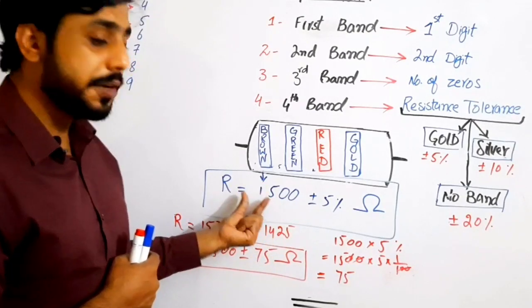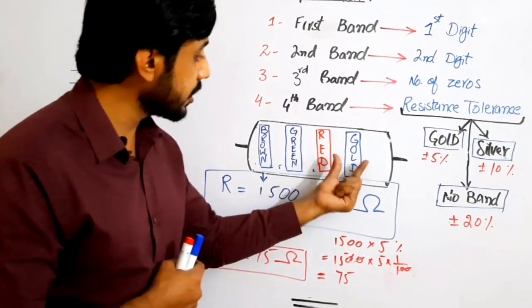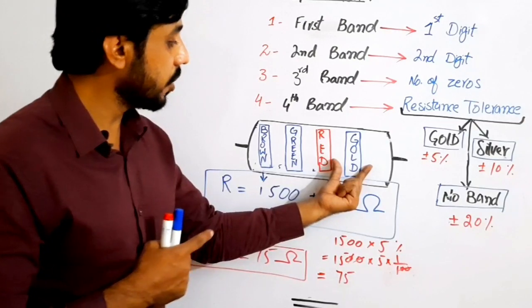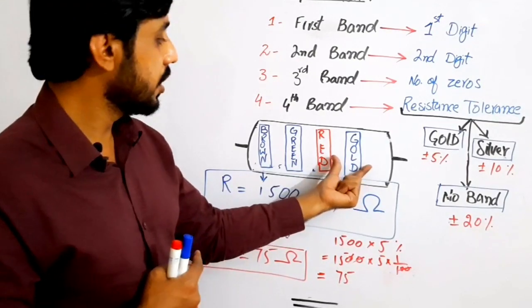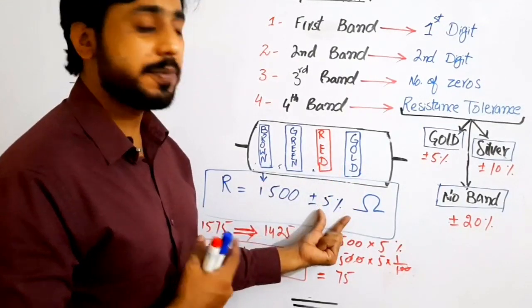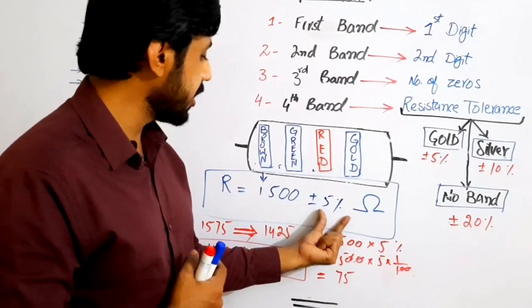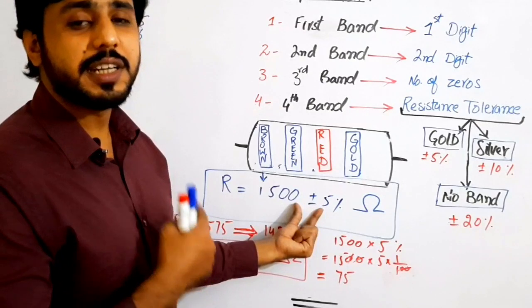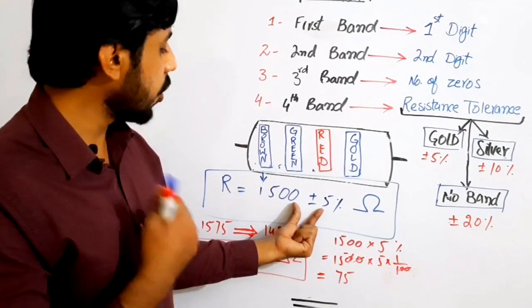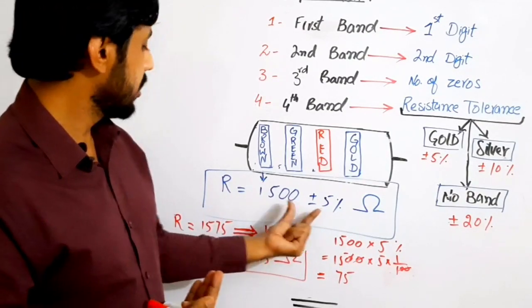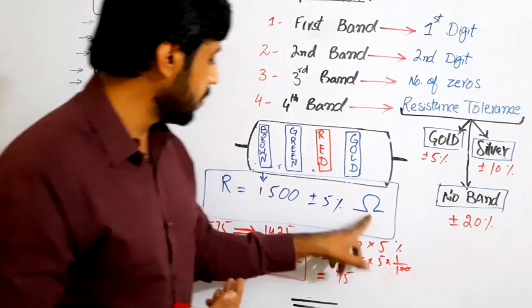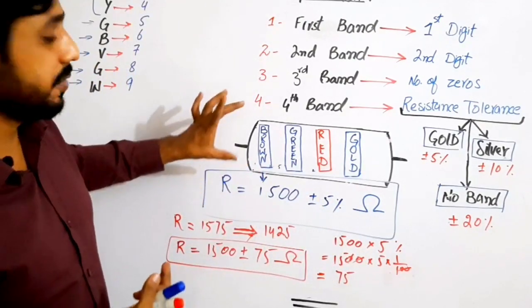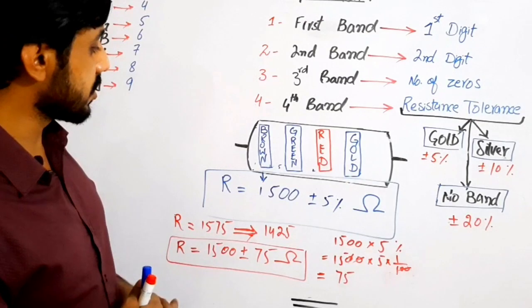It becomes 1500, and the fourth color is gold, which represents the possible variation in resistance. Gold has a value of 5%, so we put 5% here with plus-minus. Plus-minus represents variation, how much it can vary, and we put the unit ohm. This is the final result of this color code carbon resistor.